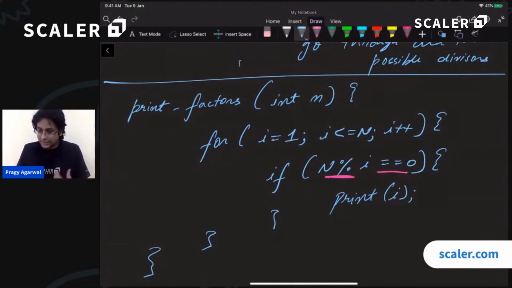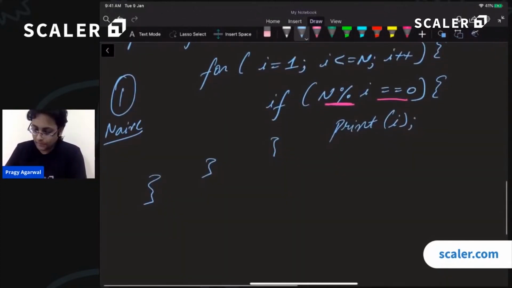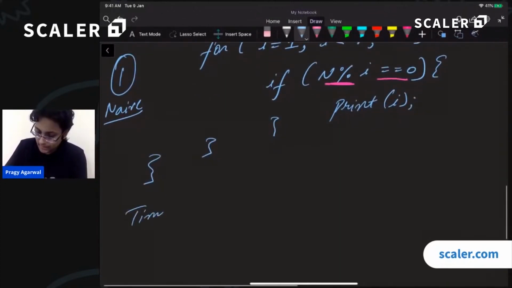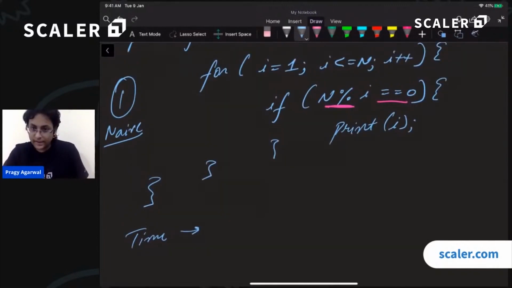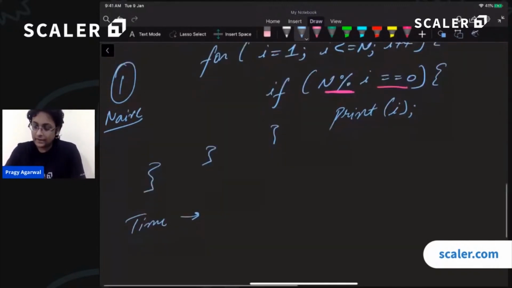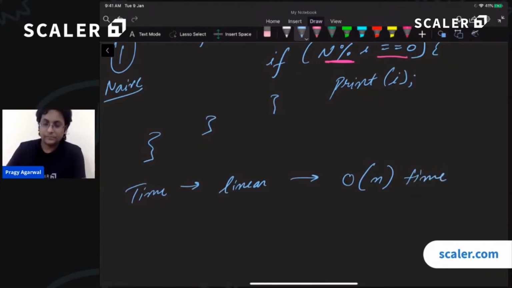Cool. Now this is the first approach. This is very naive. We can do much better than this. But why is this naive? Let us analyze the time complexity of this particular program. If I have a number n, then what is the time complexity? Well, this is a simple for loop. We are going from 1 all the way till n. So this is linear. In fact, this takes order of n time. Cool. Can we do better?